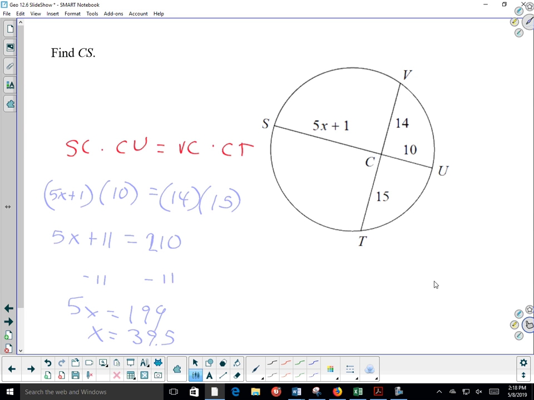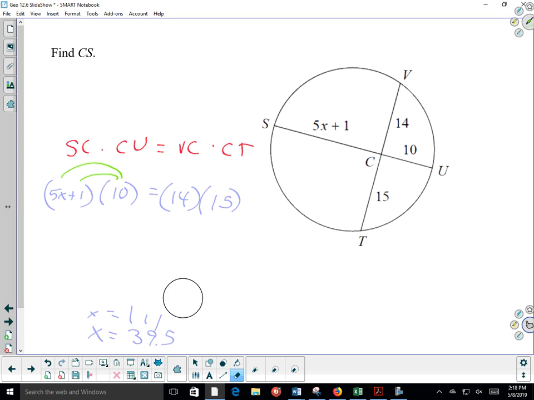Everybody okay with this? Yeah. All good? Angelina, what's wrong? First you have to distribute the 10 into the 5x. All right, so back up here, we're gonna need to distribute that 10. So let's take it all back. Audrey, can you adjust? Sure.